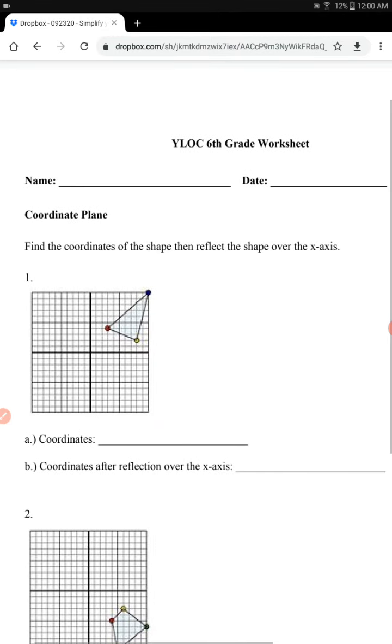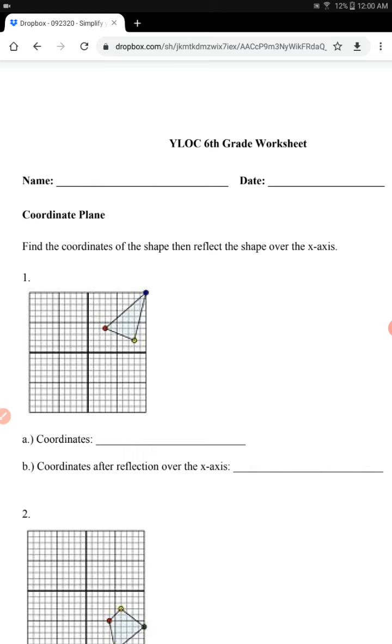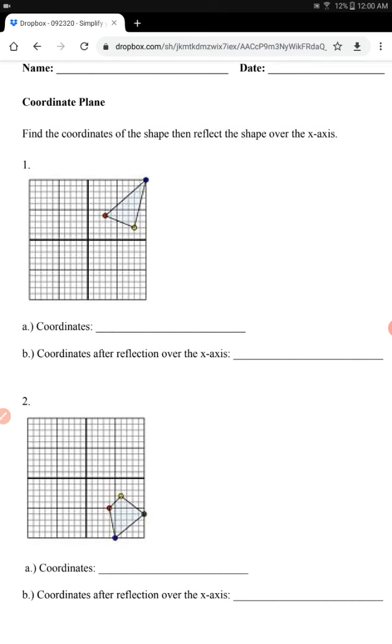In today's lesson, we're starting off with coordinate planes. It asks, find the coordinates of the shape, then reflect the shape over the x-axis. This is a little hard to see, but it goes 1, 2, 3 to the right, and then it goes 1, 2, 3, 4 upwards.